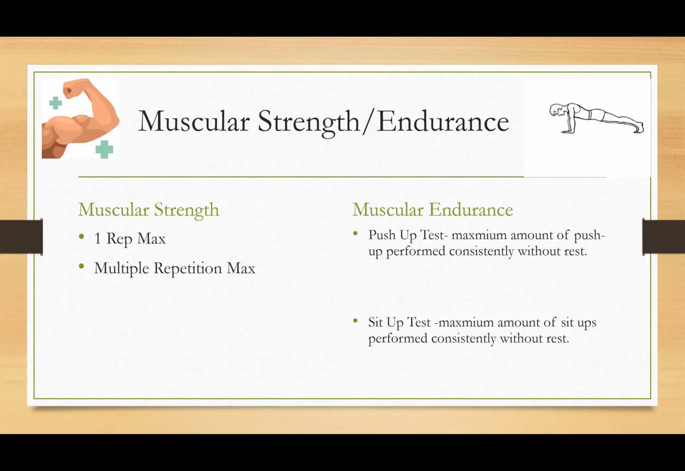For muscular endurance, we have the push-up test and the sit-up test. So the push-up test measures muscular endurance of the upper body, primarily the pushing muscles, so your chest, your shoulders, your triceps. How that will work is someone will place their closed fist on the floor directly underneath your chest, and they will count the amount of times that you are able to touch your chest to their fist.